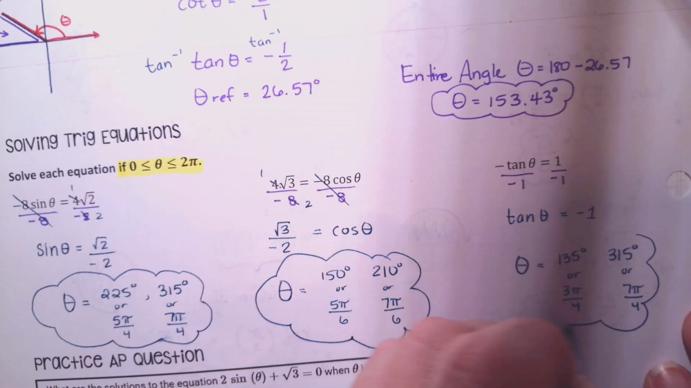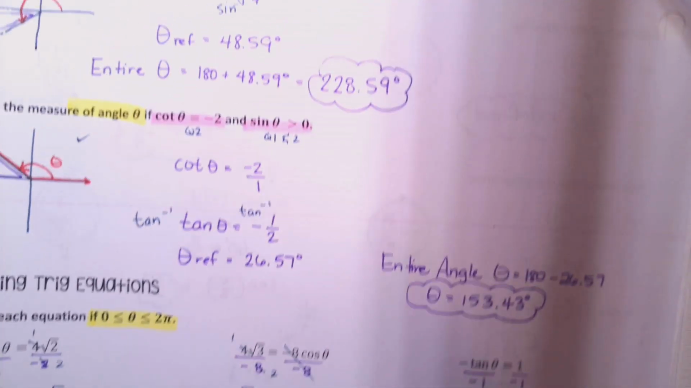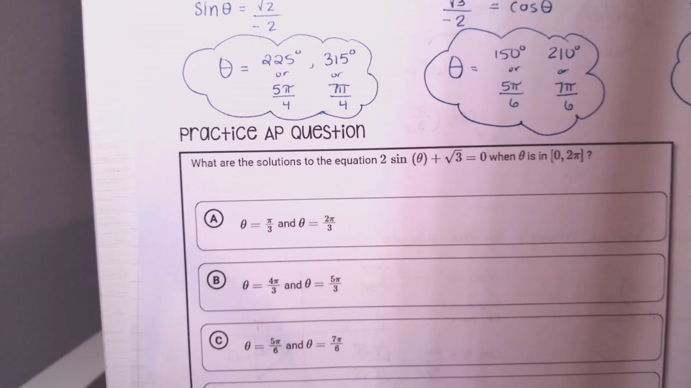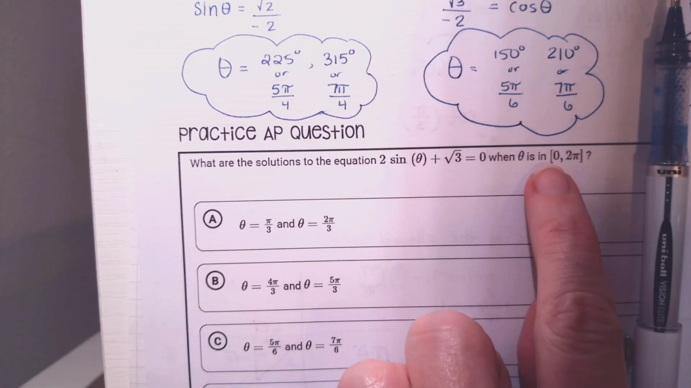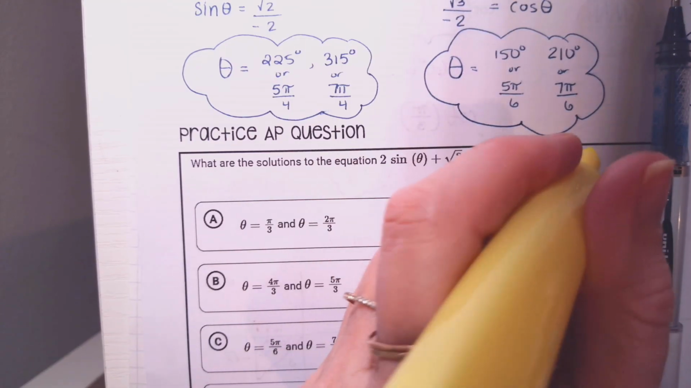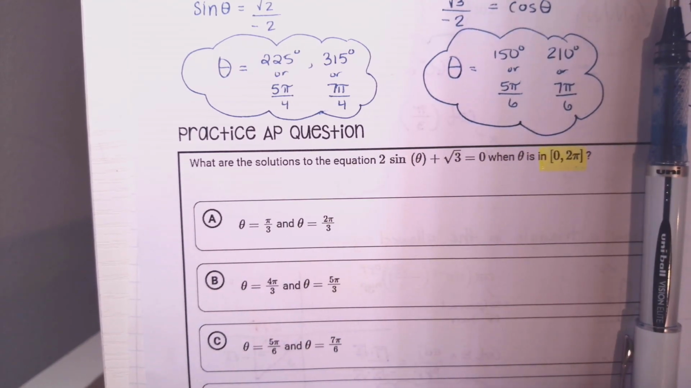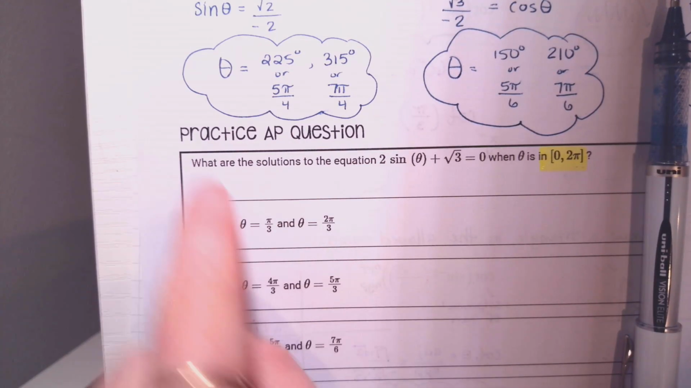And then last up for today is a practice AP question. It is one of these equations. It says, what are the solutions to the equation 2 sine of theta plus square root of 3 equals 0 when theta is from 0 to 2 pi. So this again is telling us where we're allowed to look on the unit circle. So we don't have any kind of restricted range. We can look from 0 to 2 pi, which is all the way around.